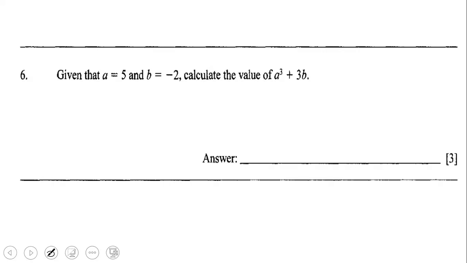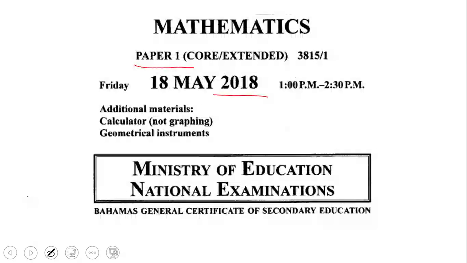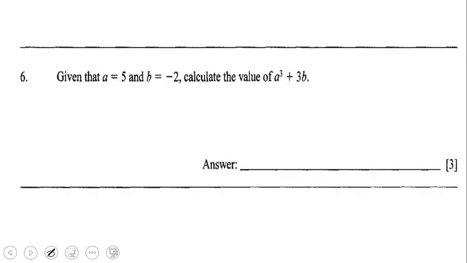Now, students, before us is a math question, and I got this question from the 2018 Paper 1 Mathematics BGCSE examination. Note that currently this question is unsolved, but I assure you that by the end of this video, this question will be completed. But I have a question for you: are you ready? Then let's dive in.